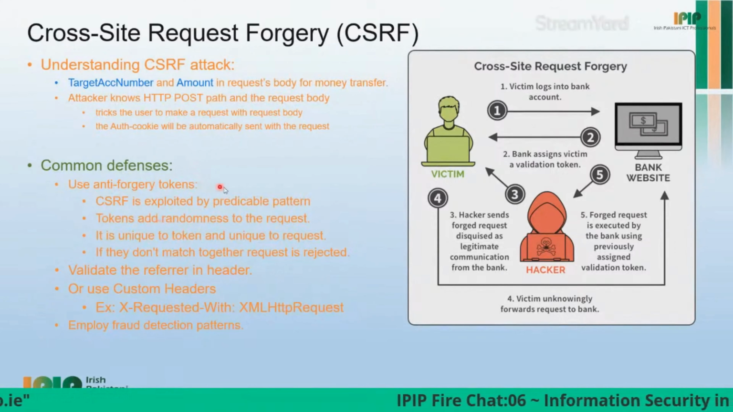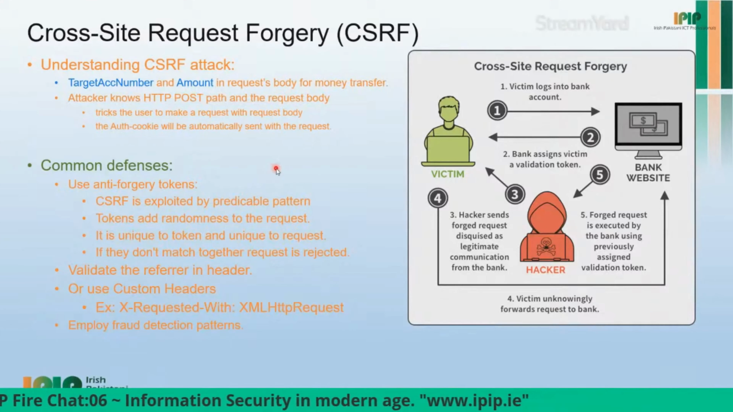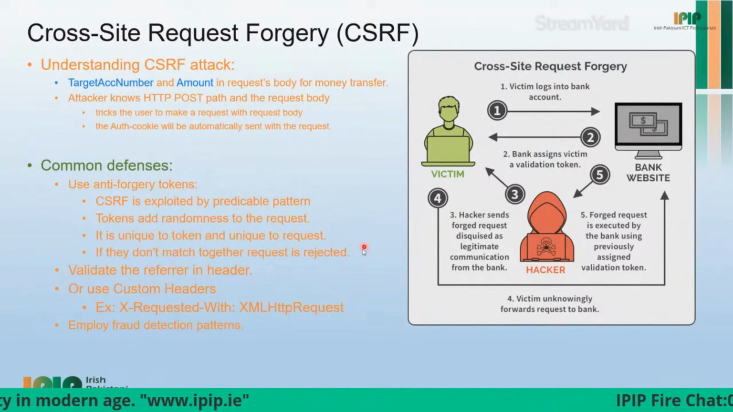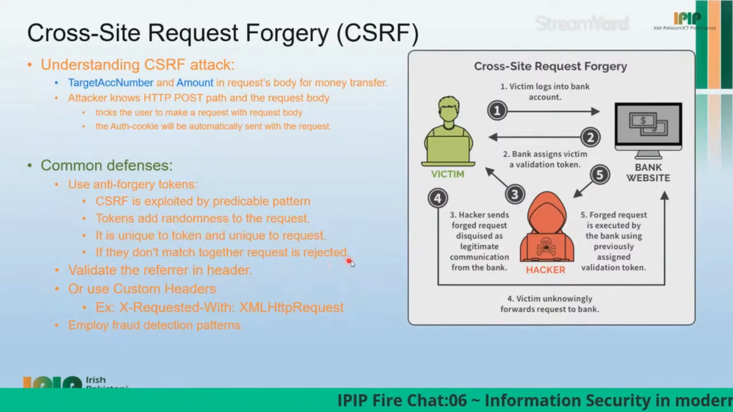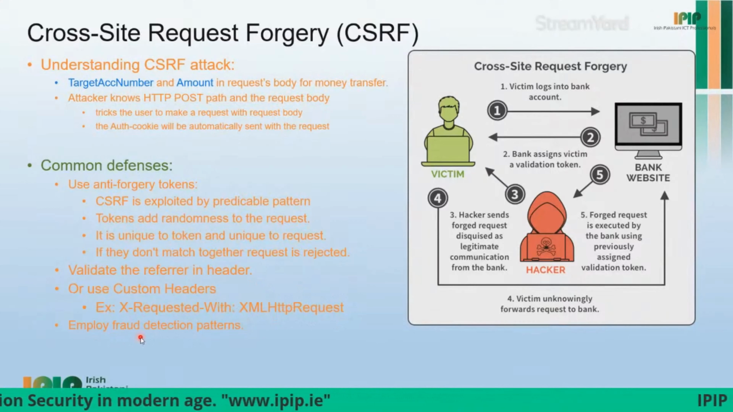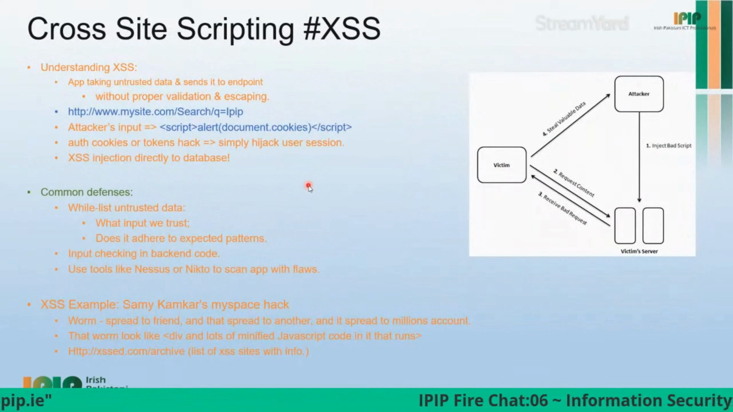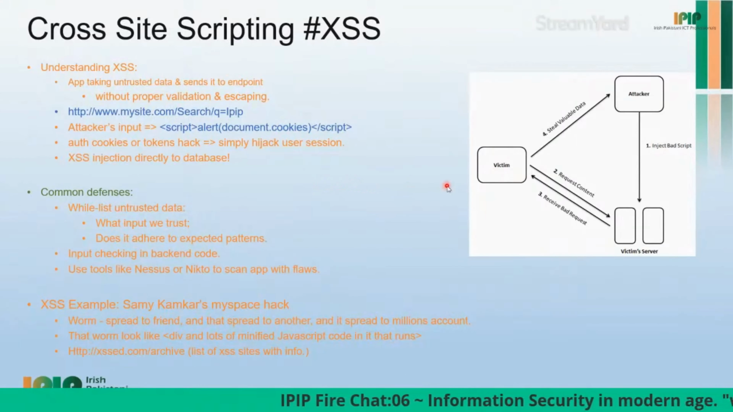So common defenses: I use anti-forgery tokens, like there's a module in .NET that we are currently using. The token adds randomness to the request, which is unique to the token and unique to the request. So if they don't match, the request is rejected. Always validate the referrer in the header, and you can use custom headers while making the request to employ fraud detection patterns. The last one is cross-site scripting.